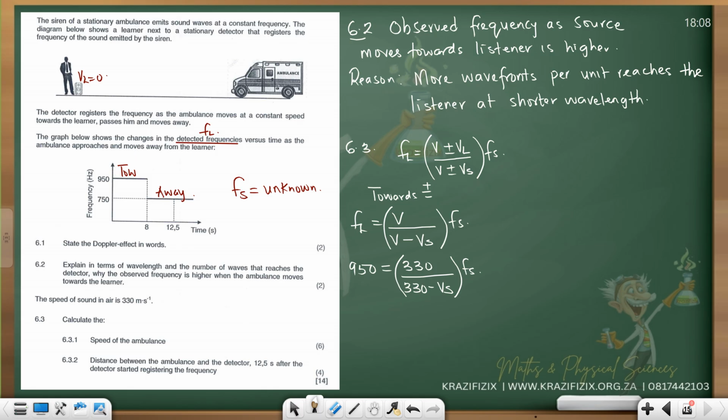All right, here is how to deal with this one. Once I have two unknowns, this is over 1. 950 equals 330 multiplied by the numerator, 330 minus VS, this is over 1. Let's cross multiply. 330 FS is 950 times 330 minus VS. I'm going to stop there. Are we okay, guys? Please let me know.